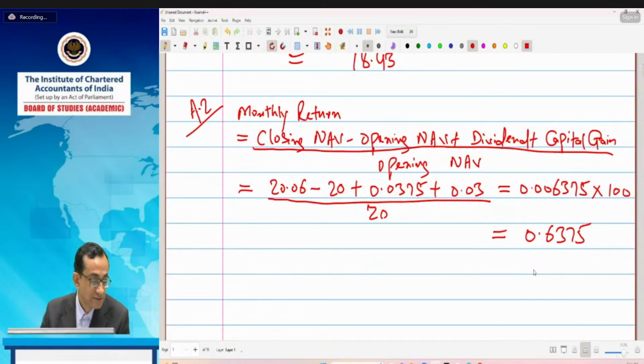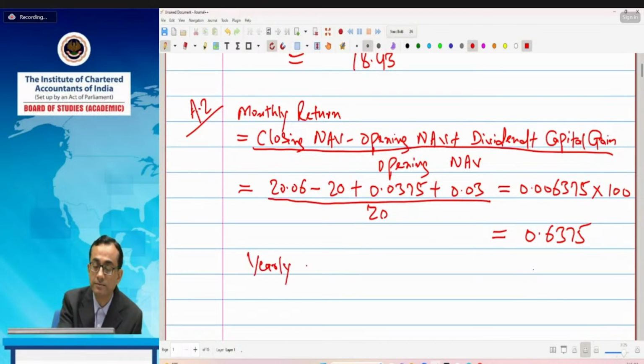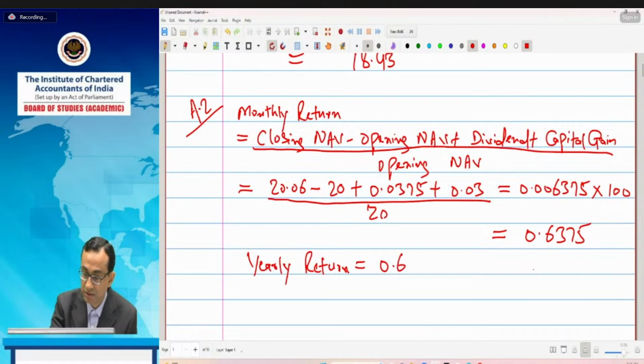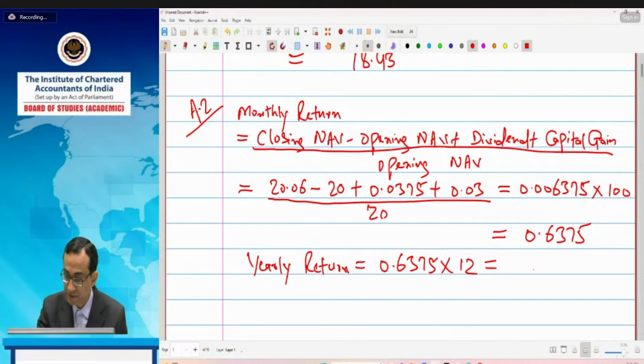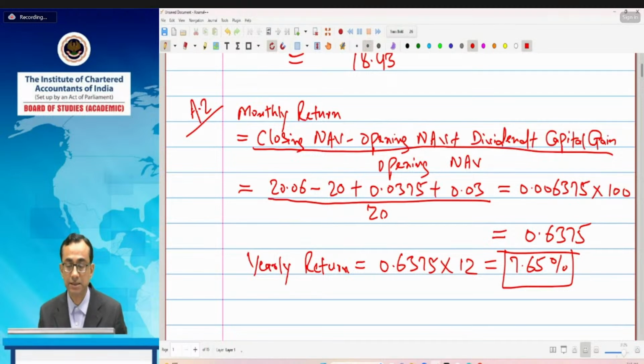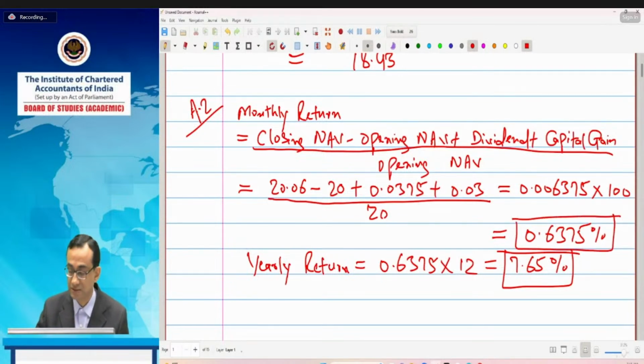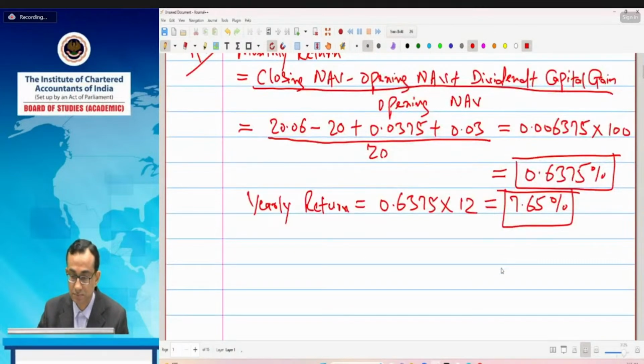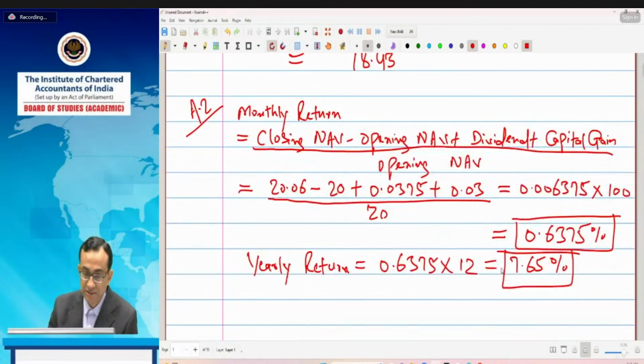So it is asked in the question that you have to calculate the monthly return. If yearly return was required to be calculated, then yearly return can also be calculated by this. For yearly return, you simply have to multiply it by 12 because it is a return of 1 month. So 0.6375 multiplied by 12. So it is coming to about 7.65%. So this is the monthly return and yearly return. Monthly return is 0.6375 and yearly return is 7.65. This is the first part of question number 2.